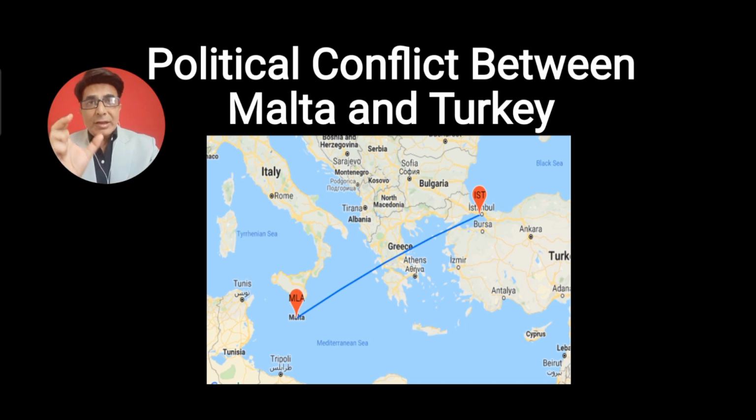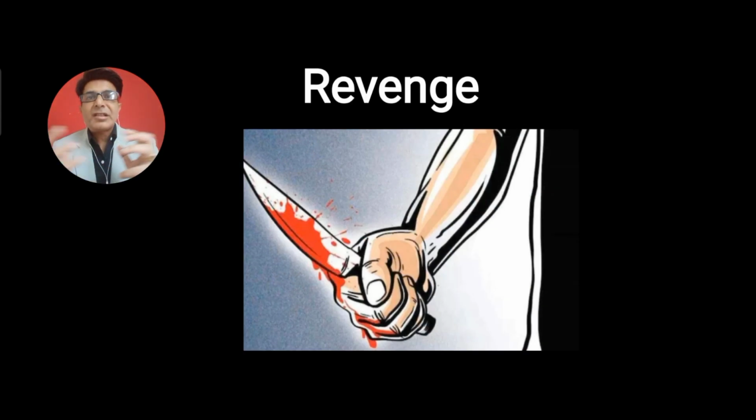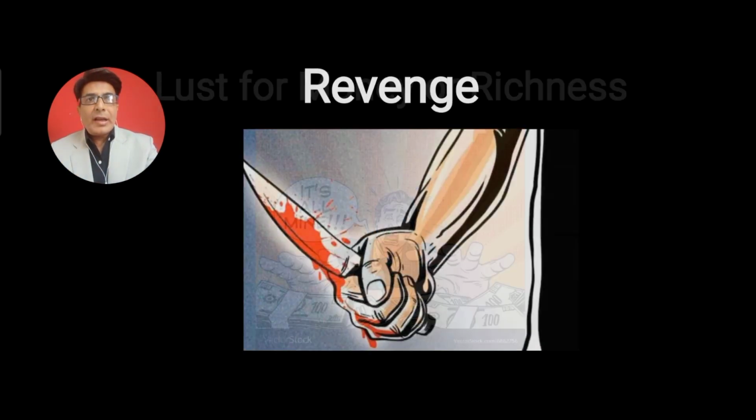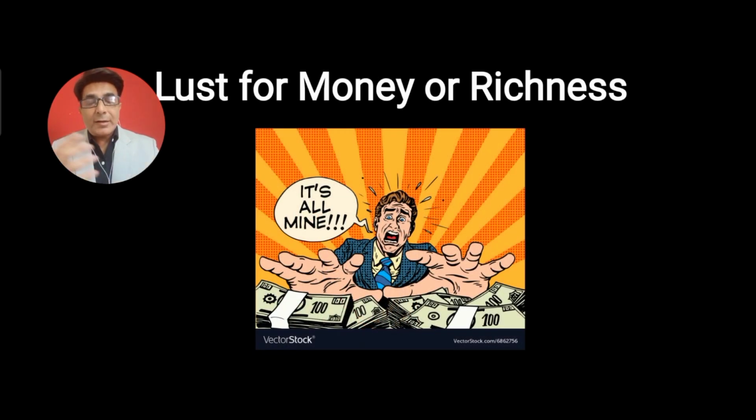Now, this play, The Jew of Malta, is a drama about some political conflicts between Malta and Turkey. Malta is one country and Turkey is another country. There were some political conflicts between these two countries, and the play is based on that. This play is also about revenge, badla. The play also presents another theme of lust for money and richness.